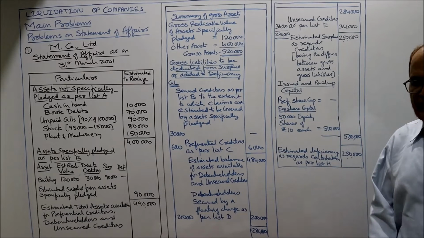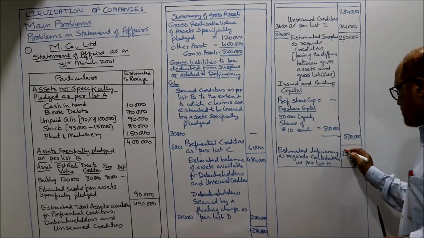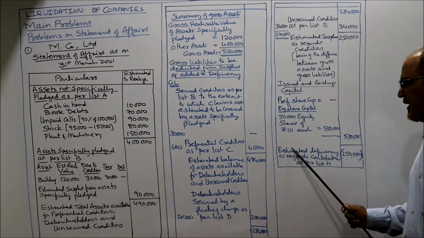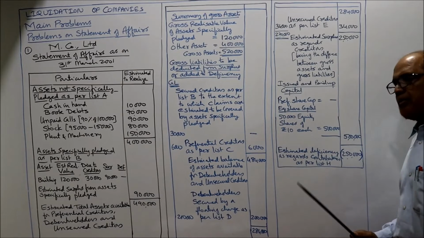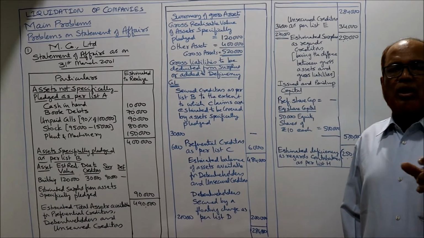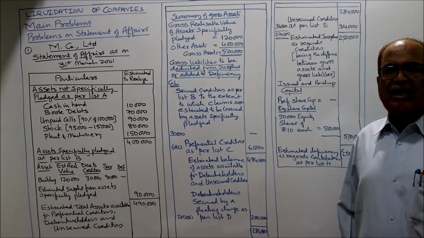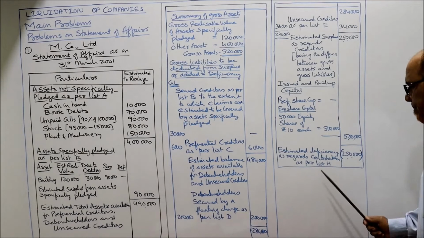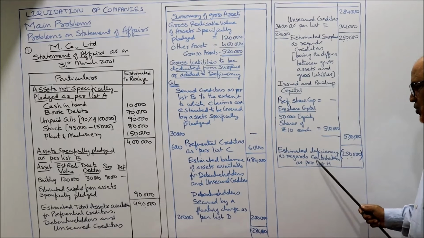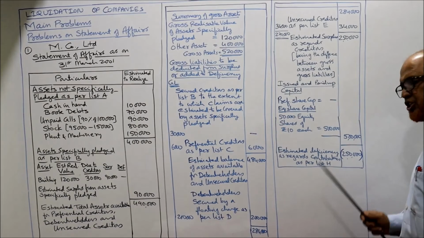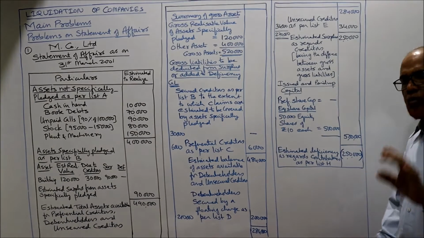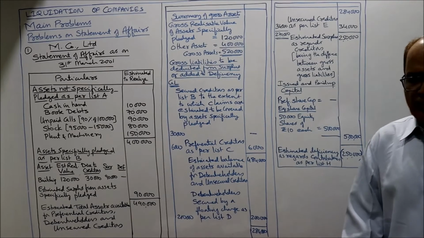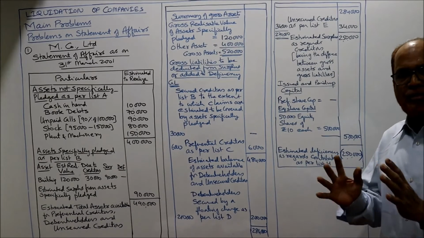Minus 2,50,000. So I'll put this in bracket so that it will be more clear. Minus 2,50,000 is the estimated deficiency as regards contributories. The shareholders are called contributories at the time of winding up of the company. Company wind up होने के टाइम पे shareholders को contributories कहते हैं. तो estimated deficiency as regards contributories as per list H. List H जब बनाएंगे तो आपको आएगा 2,50,000. That's all. This is the complete problem on statement of affairs. First problem we have completed.